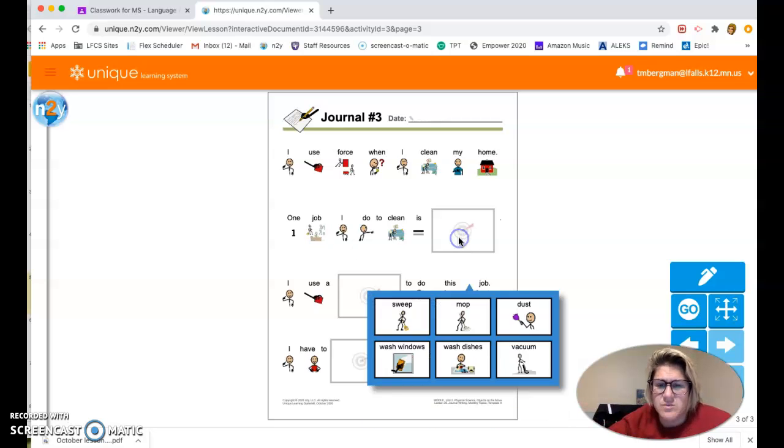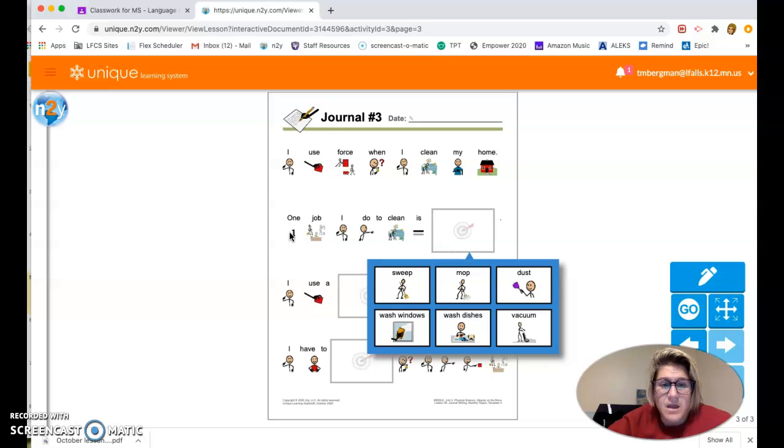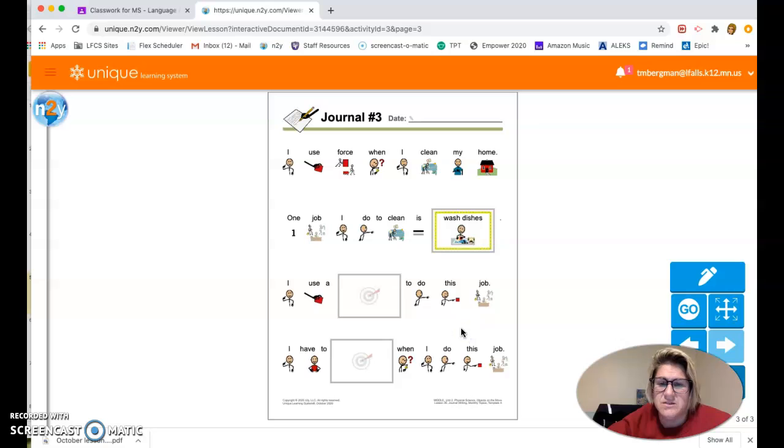So I'm going to click on this and we're going to see what options it gives us. One job I do to clean is sweep, mop, dust, wash windows, wash dishes, or vacuum. So yours may look a little bit different because everyone has different expectations and responsibilities at home. So I am going to choose wash dishes because I just finished washing the dishes at my house.